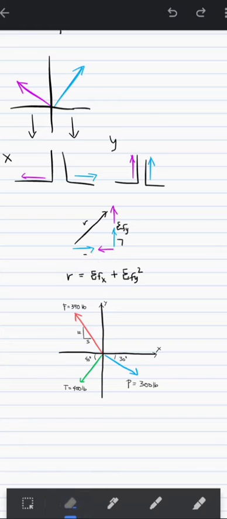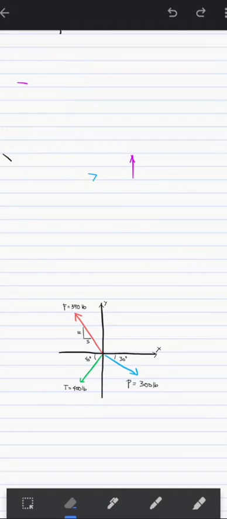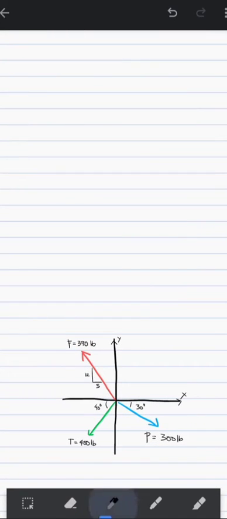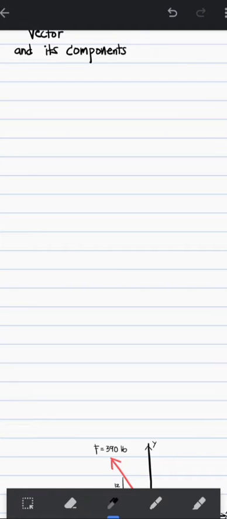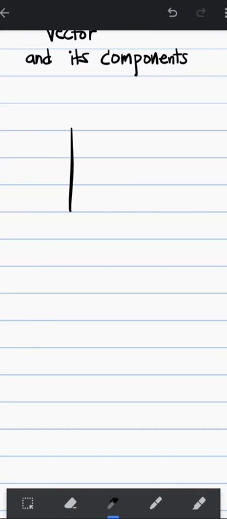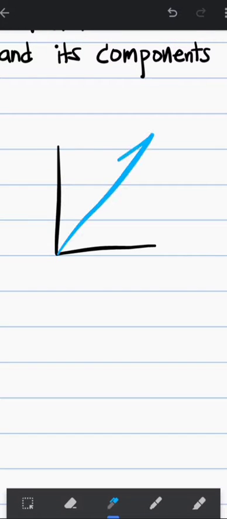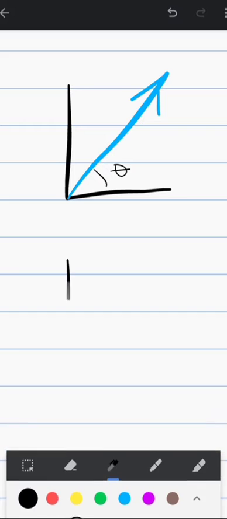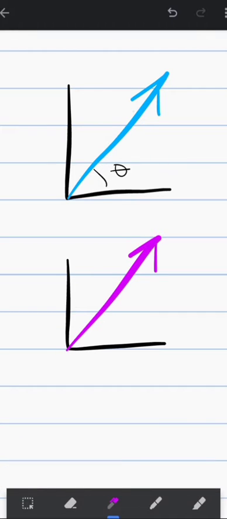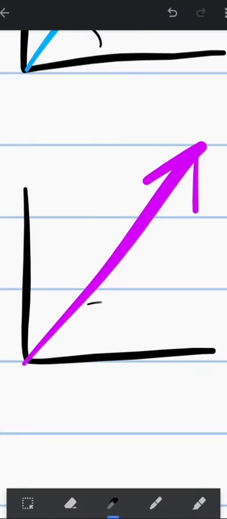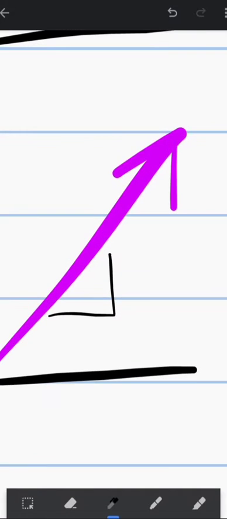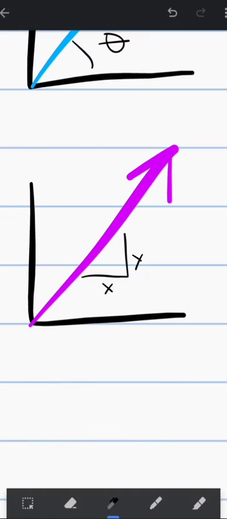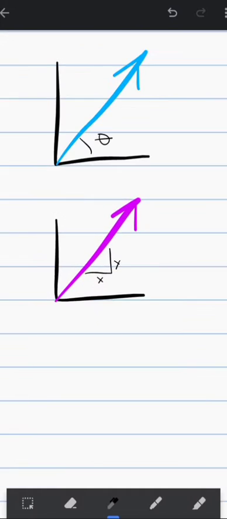So now, another thing that we're going to talk about is how to break down the force. We've answered why, and now we're going to move to how. There are actually two cases: when the vector or the force is given with an angle, and when it is given with the slope. How much in the x and how much in the y, right?